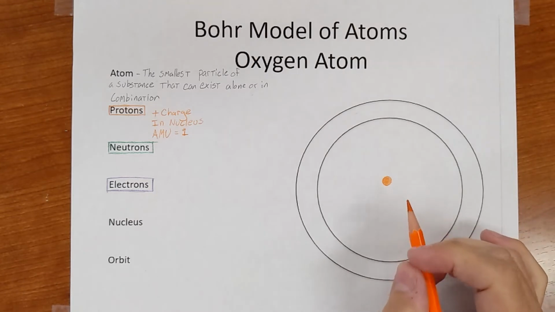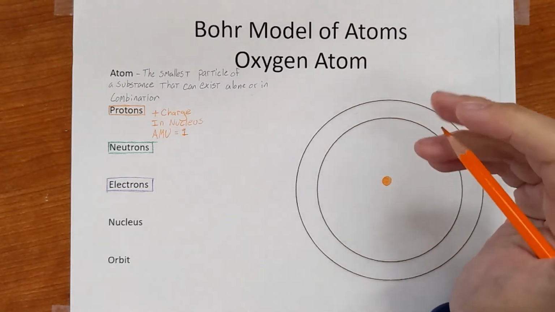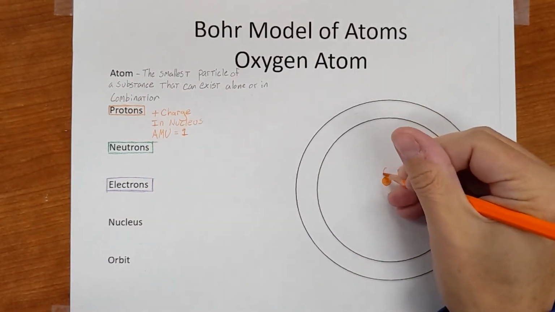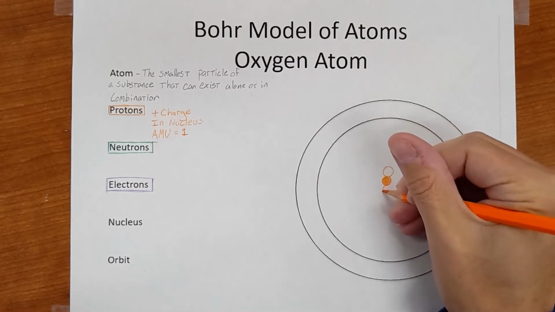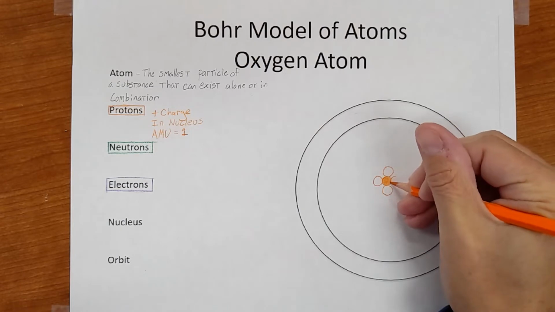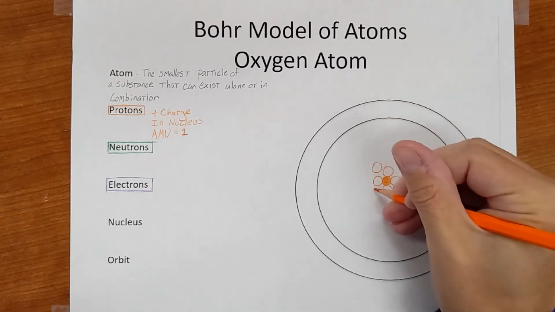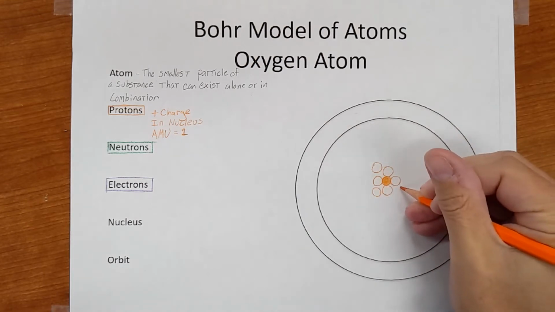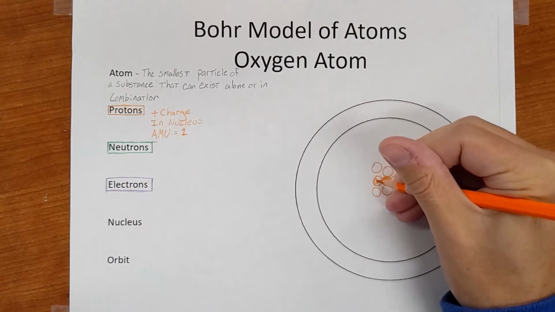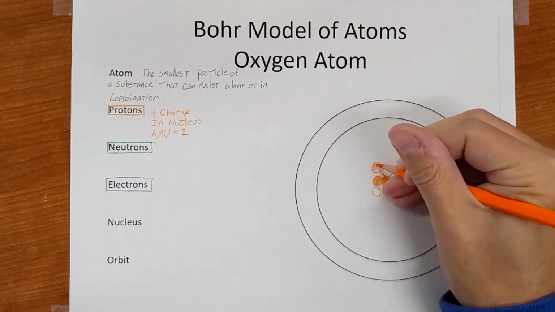And in this oxygen atom here, we are going to end up having 8 protons. So we'll have 1, 2, 3, 4, 5, and let's say 6, 7, 8, somewhere in there. The spacing will make more sense in a minute when we get to neutrons. So we have our protons in there.